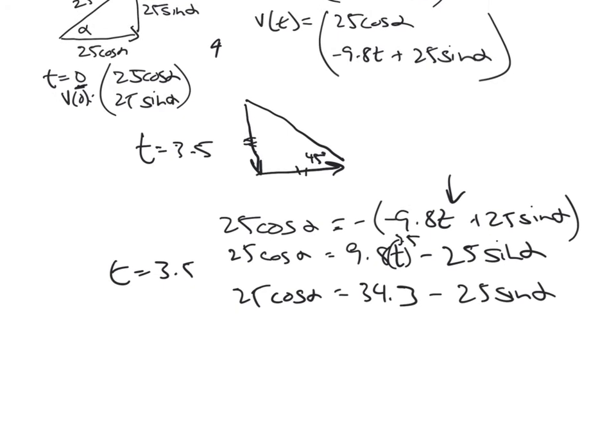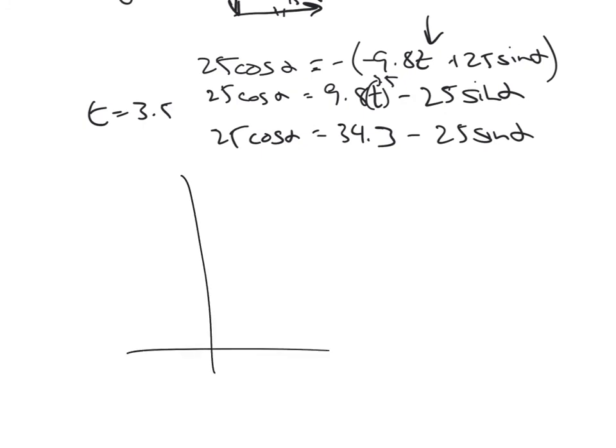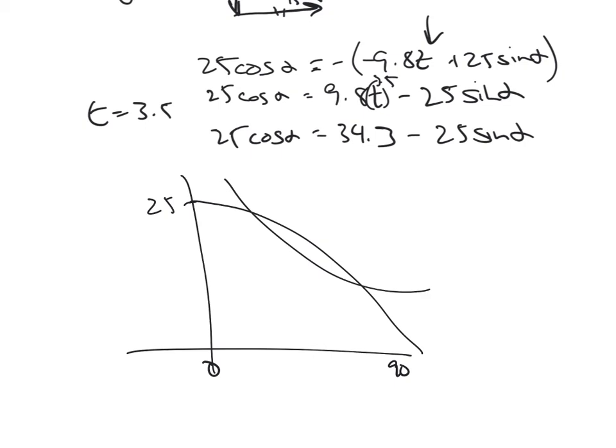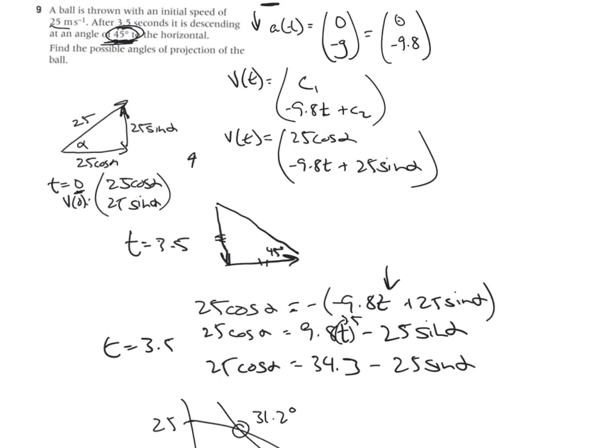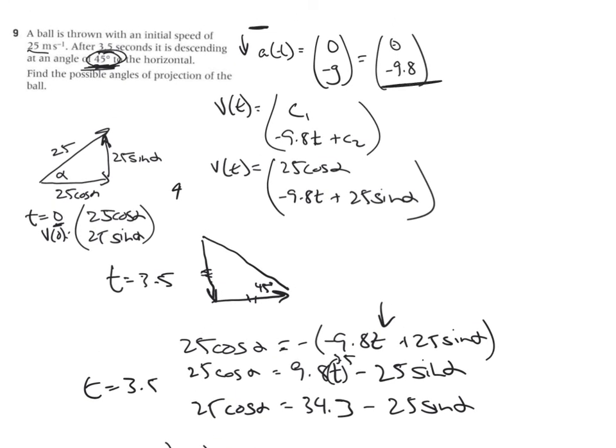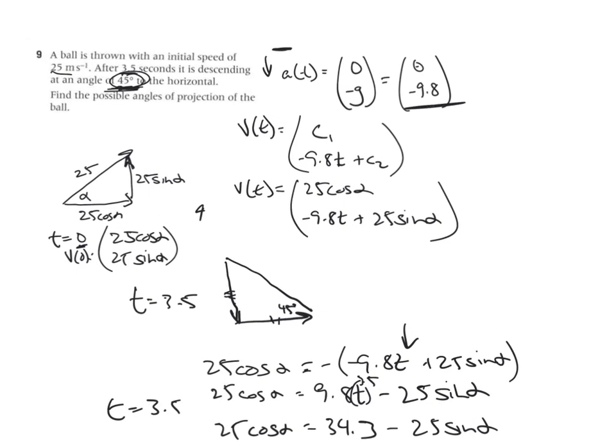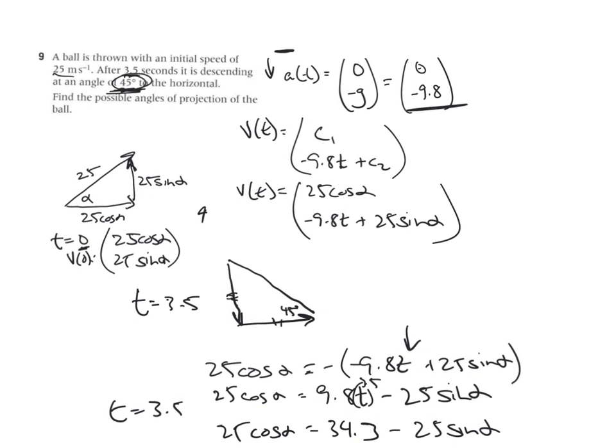And then when I actually graph this on my calculator, if I go from 0 to 90 and I go up to 25, I get one graph here and the other graph here. And my answers here, this is 31.2 degrees. And this one here, looking at my answer key, is 58.8 degrees if you do it graphically. But ultimately, thinking about this, the key to this is recognizing acceleration is negative 9.8, and that's always constant in projectile motion here on Earth.